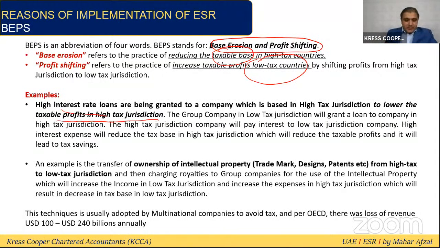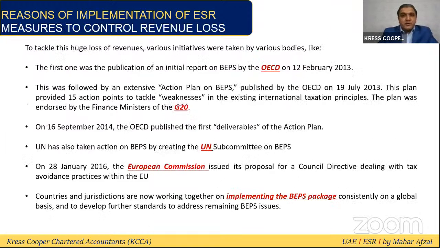This technique, as per the data of OECD, causes a loss of revenue of 100 billion dollars to 240 billion dollars. And to control this loss of revenue, OECD has issued BEPS. BEPS stands for base erosion and profit shifting.